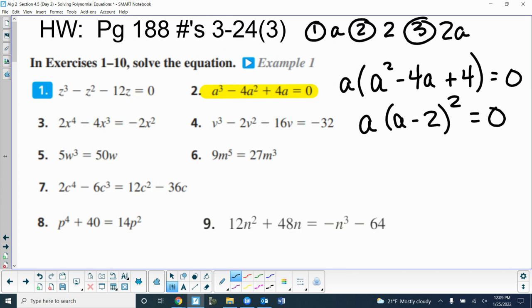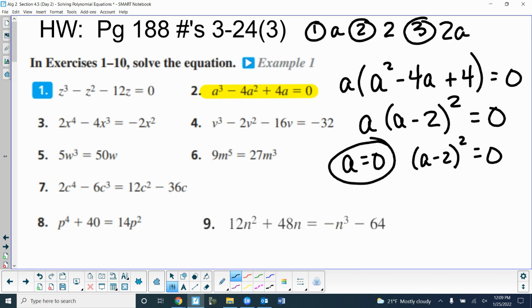So remember, if something times something is 0, one of those two somethings has to be equal to 0. All right, so that's one of my zeros right there. Okay. This one, what do I have to do to both sides to get rid of the squared? Square root it. Right? So the square root of a minus 2 squared is a minus 2.